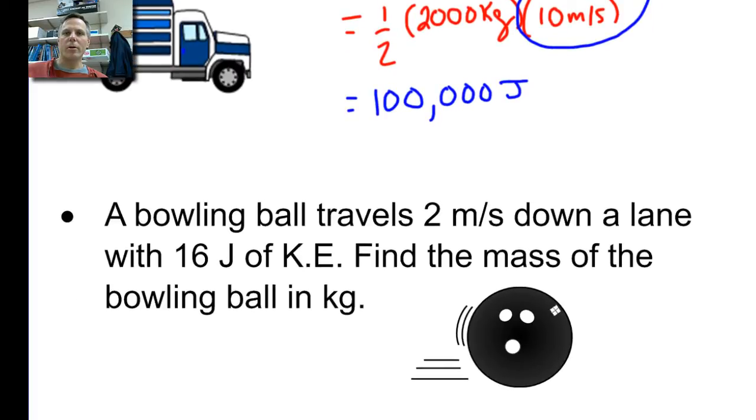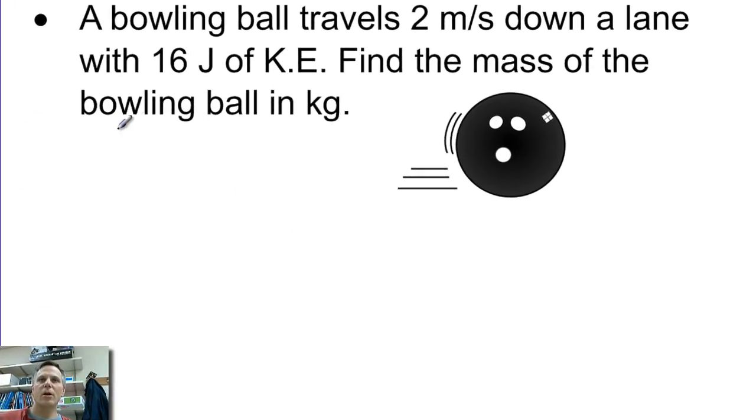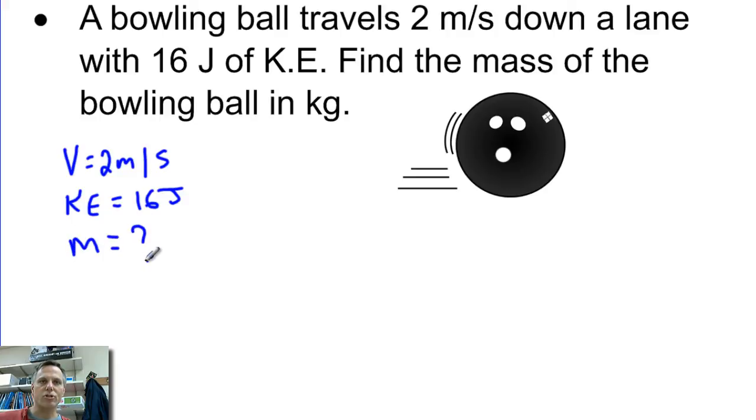Let's do another problem here. This problem says a bowling ball travels 2 meters per second. Okay, that's my velocity, 2 meters per second, down a lane with 16 joules of kinetic energy. So kinetic energy equals 16 joules. Find the mass of the bowling ball in kilograms. So mass equals question mark. I'm going to go ahead and solve this.